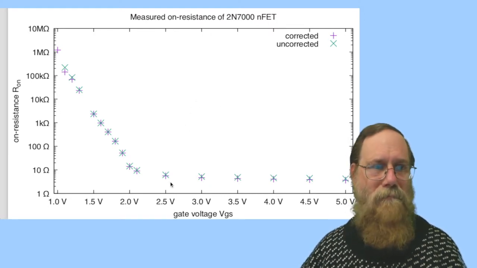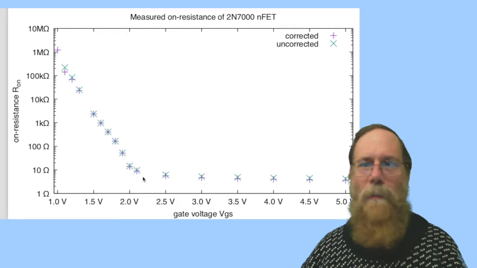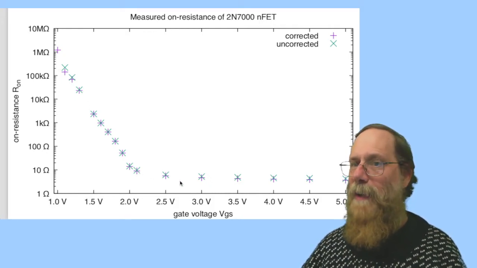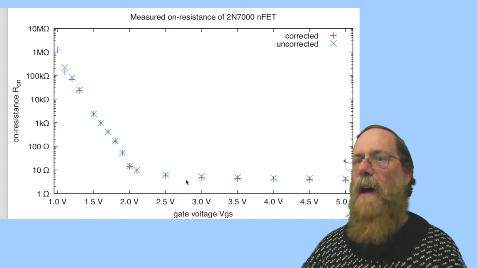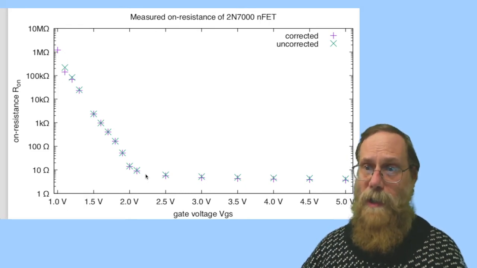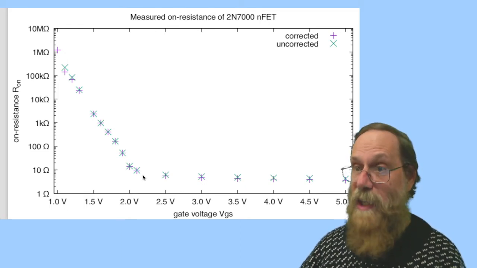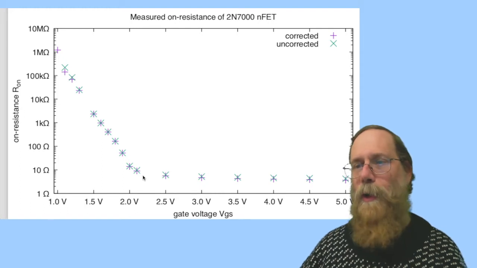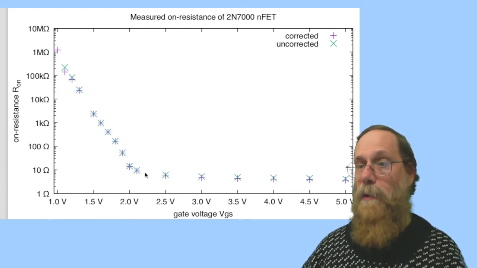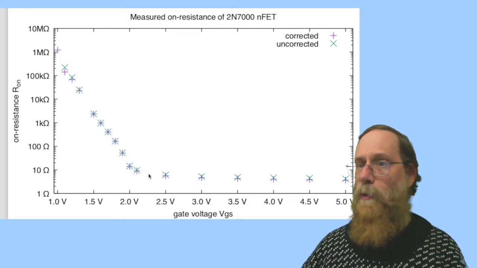right where we make the transition between this sub-threshold exponential behavior and the basically constant on resistance. That's the threshold voltage. And that's usually reported on the data sheet, is where you make that change in behavior. Now, the 2.25 volts here that we're seeing for this field effect transistor is not unusual.